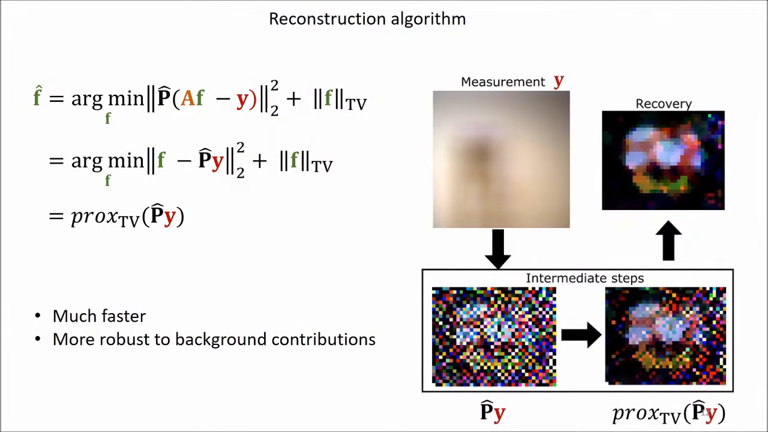Here we show a flowchart of the recovery. We left multiply the camera measurement by P, denoise this with the proximal operator of TV, and lastly perform adaptive median filtering to clean up the final result.